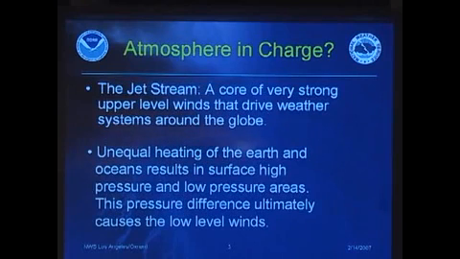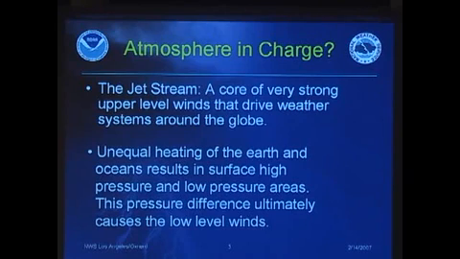But if you happen to prefer the arguments for the atmosphere being in charge, you can look at a couple of factors at least. The jet stream is a core of very strong upper-level winds that drive weather systems around the globe. Think of the jet stream as a highway, if you will. Depending on the exact weather pattern in the area, the systems will either bypass you or come straight overhead and cause inclement weather.